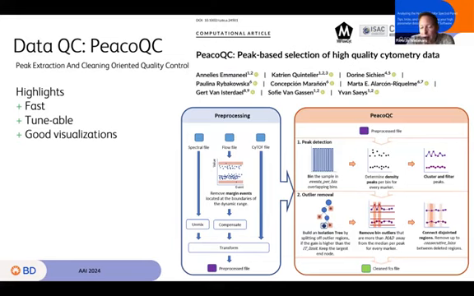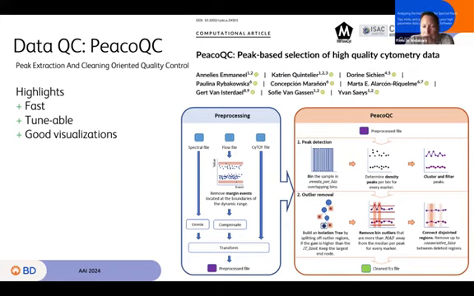So not every one of the cleanup algorithms that can be referenced out of R does accept this newer version of the FCS standard. Peacock does. And so I have used it here. The highlights of it are it's nice and fast. It's pretty tunable, and it actually produces some really nice visualizations so you can assess what the algorithm did graphically at the end of running it without just having to trust it.